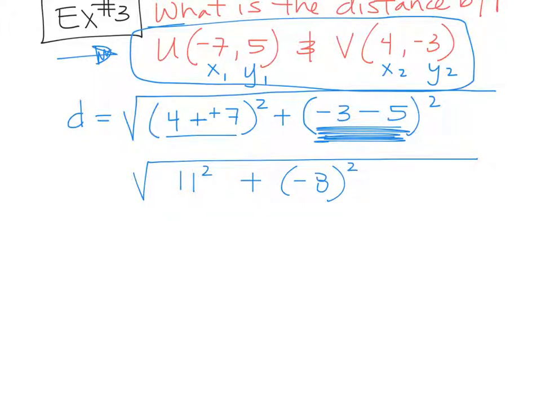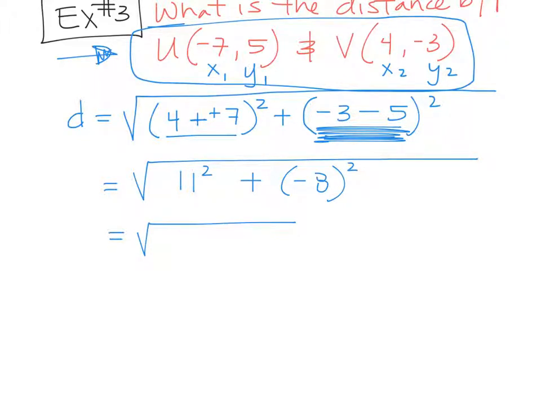Positive, right? Negative 8 times negative 8 is 64. If you plug negative 8 squared into your calculator, it's going to tell you it's a negative 64. You have to put parentheses around it, okay? So be careful with that.